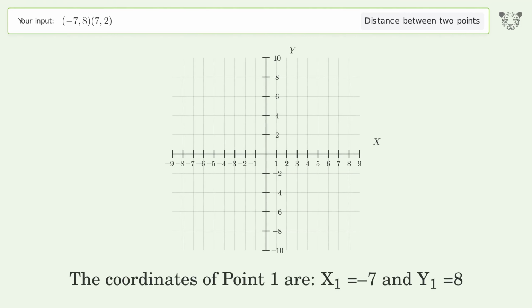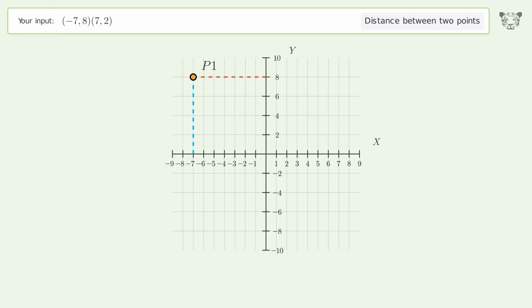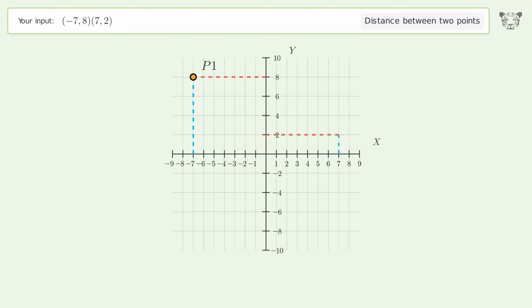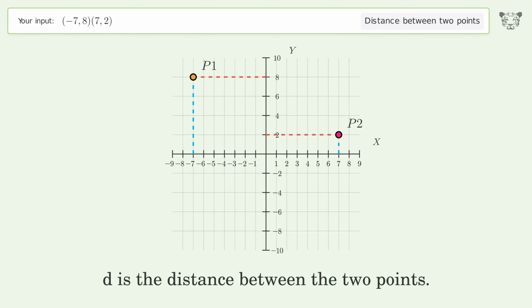The coordinates of point 1 are x1 equals -7 and y1 equals 8. The coordinates of point 2 are x2 equals 7 and y2 equals 2. D is the distance between the 2 points.